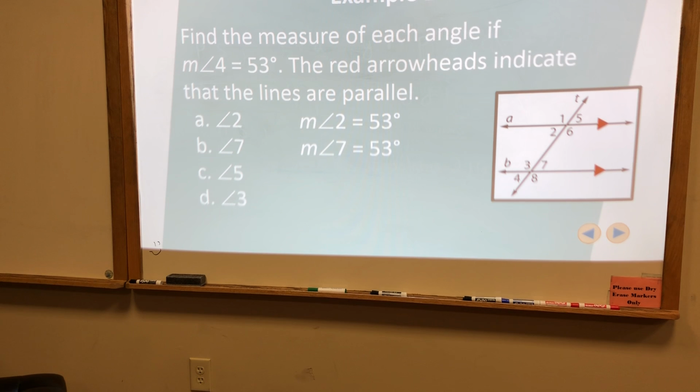Sarah, 53. Good. That is correct. Now, last one. This one's a little harder. Angle 3 is here, and we're going to give this to Katie. So Katie, we start thinking here. If this is 53, what kind of angles are 3 and 4? What kind of angles are they?